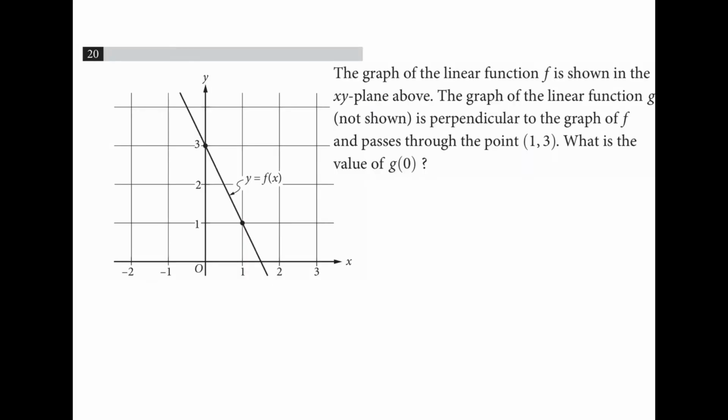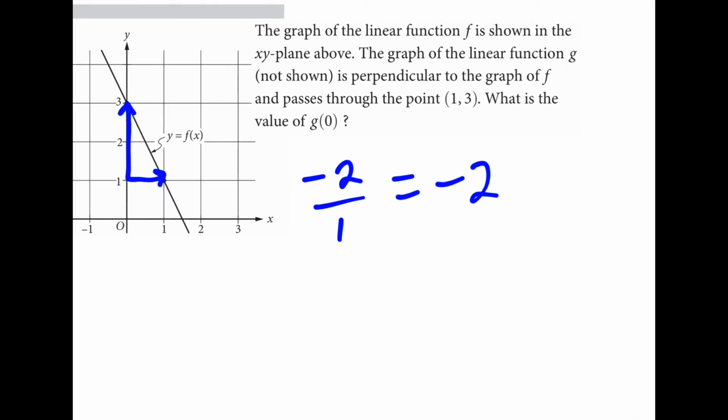So first, let's figure out the slope of the line shown. We go down 2 and right 1. So our slope is negative 2 over 1, or just negative 2. If I wanted to find a slope that is perpendicular to that, I flip it, and this is going to become 1/2.